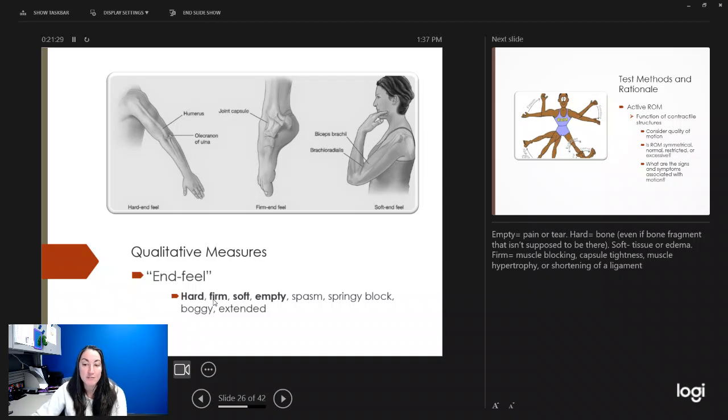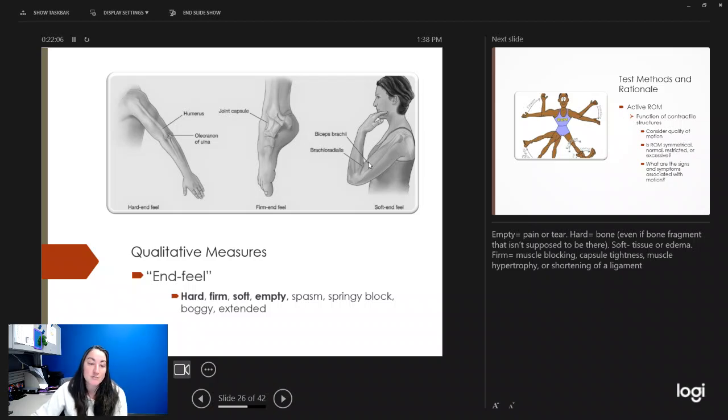A firm infill is typically from either muscle blocking that movement, capsule tightness, increased tone in the muscle, hypertrophy, shortening of a ligament, something like that, and it feels more like you feel it stop. You can push just a tiny bit past it, but it's not going any further. A soft infill is where the tissues block the movement, like with your bicep or with your knee. If you bend your knee all the way, then your hamstring and your gastroc will block that movement.